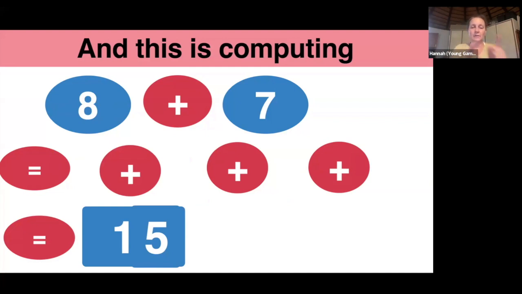So this all involves mathematical reasoning. I'm not talking about a particular method here. I'm talking about a thinking process that is happening.